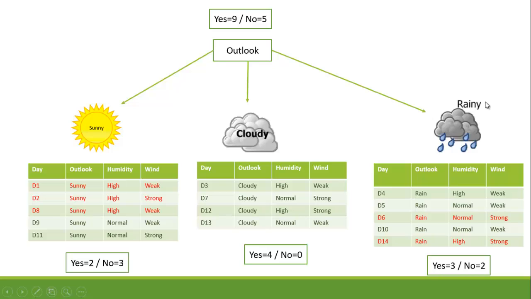And when it was raining, he only played for 3 days. He didn't play for 2 days. And if we see the overall outlook, we can see that he played for 9 days and he didn't play for 5 days. And we clearly can't decide whether to go with yes or no, because it's really not completely over one side.